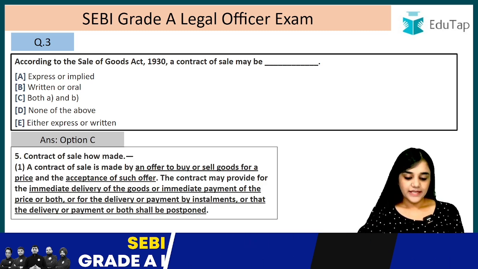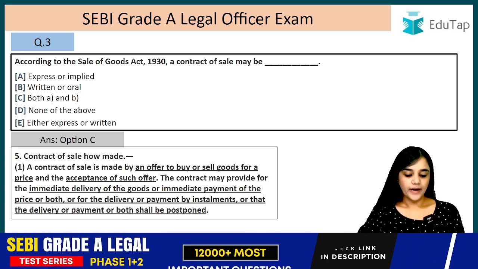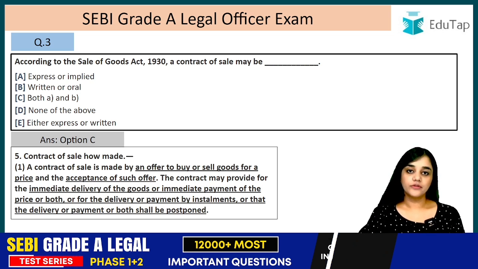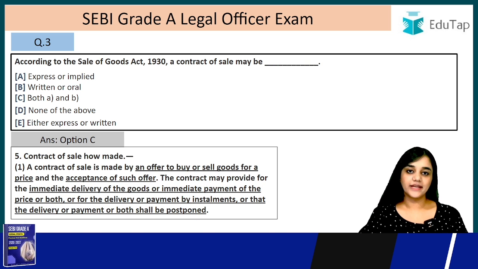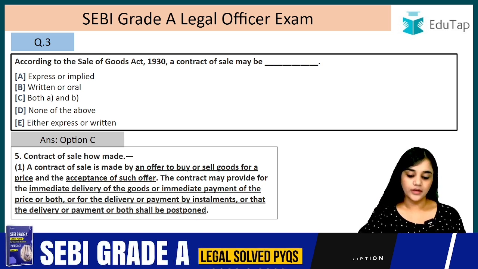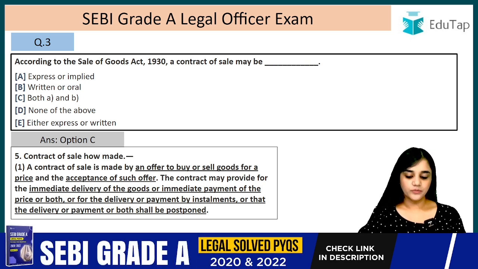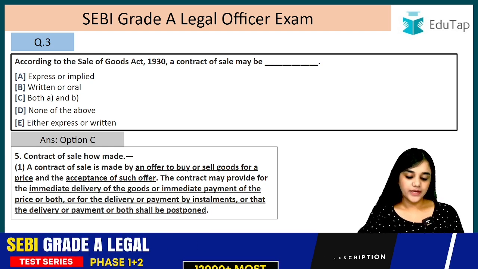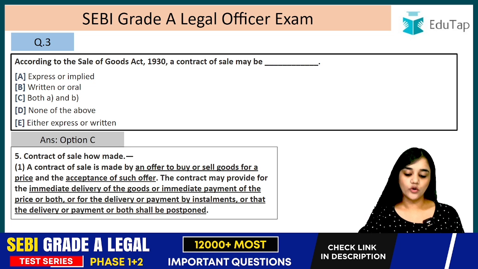A contract of sale is made by an offer to buy or sell goods for a price. So here the concept of offer and acceptance comes, right? First of all, someone is giving an offer that I want to buy or I want to sell this good. For a price, there has to be a consideration, and the acceptance of such offer. And when such offer is accepted, it becomes a contract.